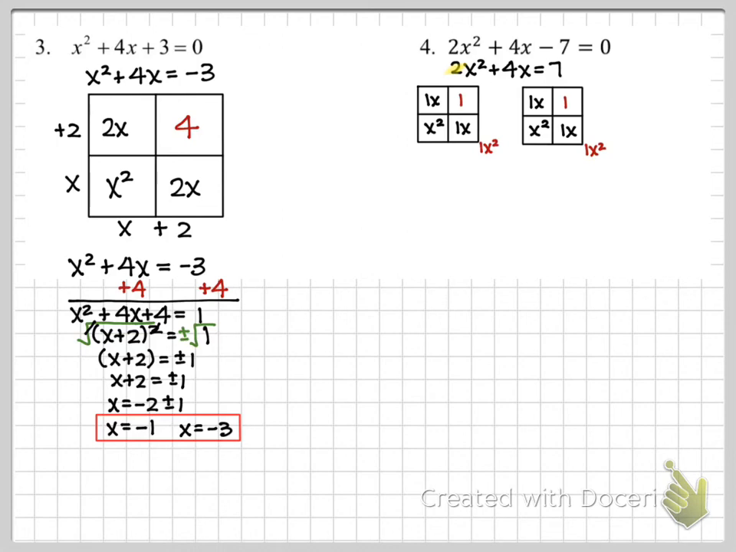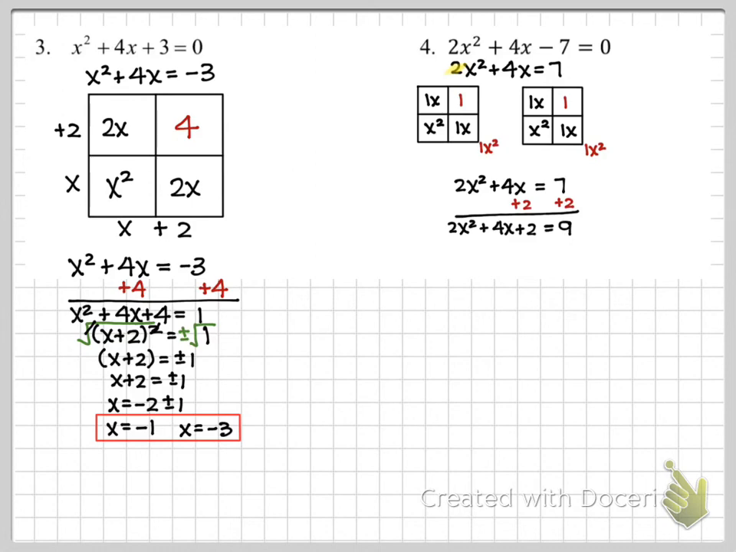Let's go back to the equation. So we have our 2x squared plus 4x is equal to 7. Now, between the 2 boxes, I added a 1 and a 1. So I added 2. All right, let's see what happens here. So that's going to give me 2x squared plus 4x plus 2, and that's going to give me 9. All right, now back to the boxes.